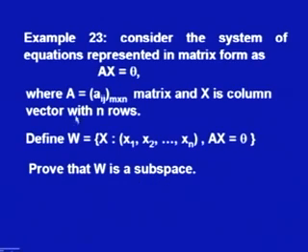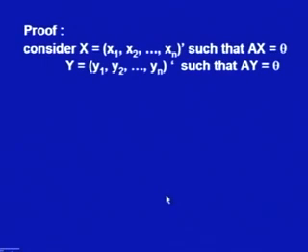So, we have A, the set of all rectangular matrices of order m by n with respect to the usual operations of matrix addition and scalar multiplication. They form a vector space, but as far as this W is concerned, W is a subset of A, but this will not be a subspace of it. To prove this, we consider x as (x1, x2, ..., xn), a column vector such that Ax is equal to theta, and y is equal to (y1, y2, ..., yn) such that Ay is equal to theta.